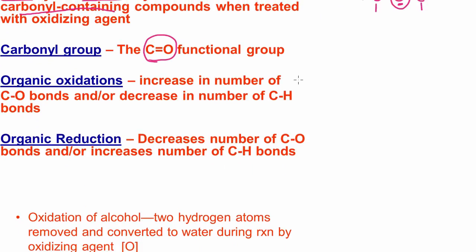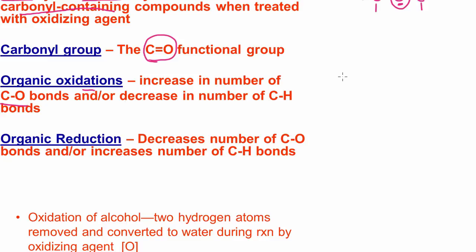Now, you already know what oxidations and reductions are. We talked in terms of oxidations, we can think of something losing electrons or an increase in the oxidation number. Reductions, the gain of electrons, or a decrease in oxidation number. In organic chemistry, you can think of oxidations as an increase of the number of carbon-oxygen bonds with a decrease in the number of carbon-hydrogen bonds. And of course, an organic reduction would be the opposite, a decrease in the number of carbon-oxygen bonds with an increase in the number of carbon-hydrogen bonds.